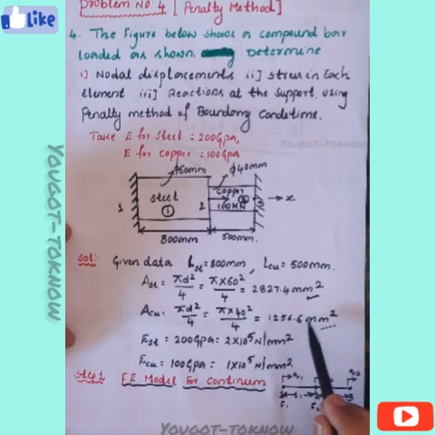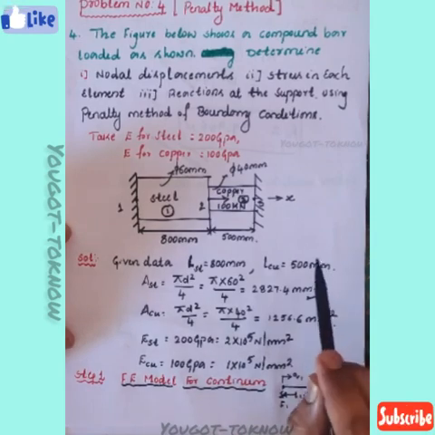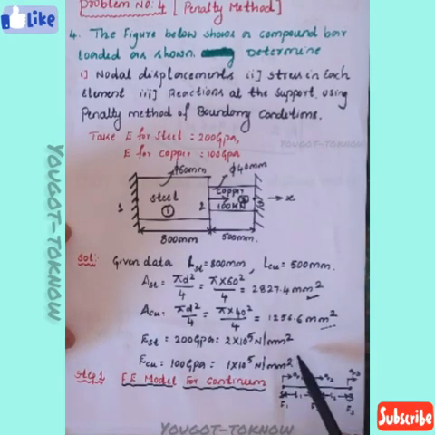Now area is calculated. Young's modulus for steel and copper is given in the form of 200 GPa and 100 GPa. I converted them to 2 into 10 power 5 Newton per mm square and 1 into 10 power 5 Newton per mm square. That is for steel and copper.